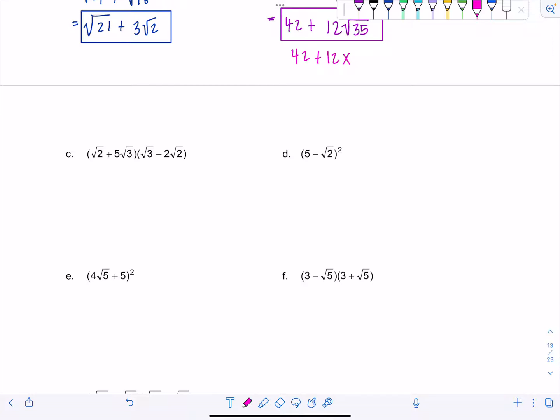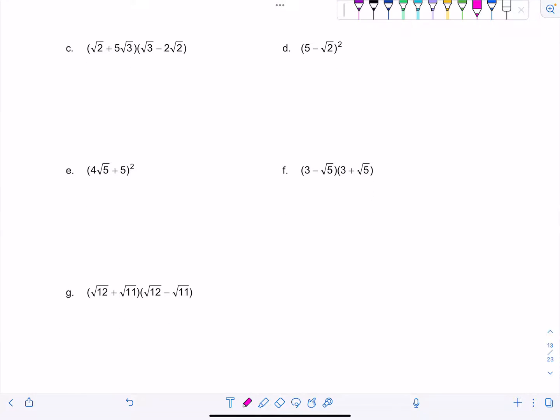Let's look at example C. We have to FOIL, yeah? This is exciting. Do you remember how to FOIL? First, outer, inner, last. Okay, first product. Rad 2 times rad 3. That's just rad 6. Minus. Let me erase so you see what I'm talking about in the moment. Outer would be rad 2 times negative 2 rad 2.